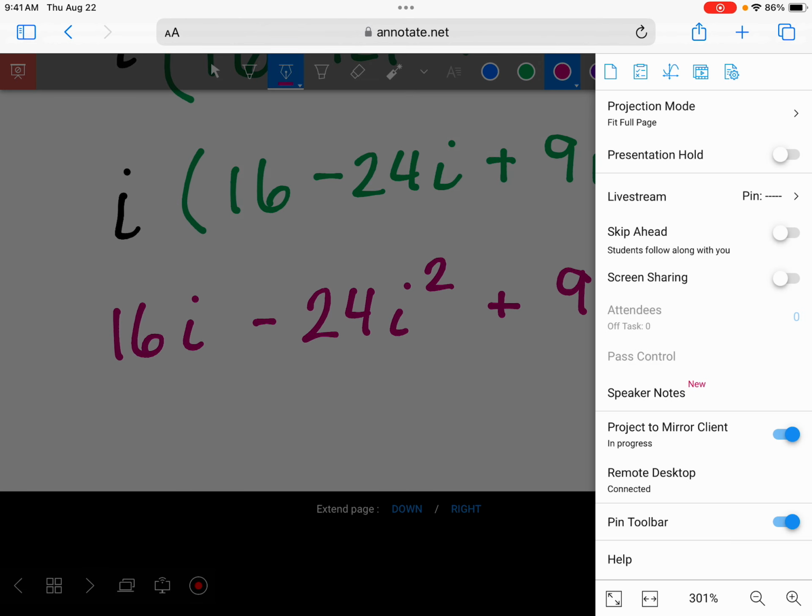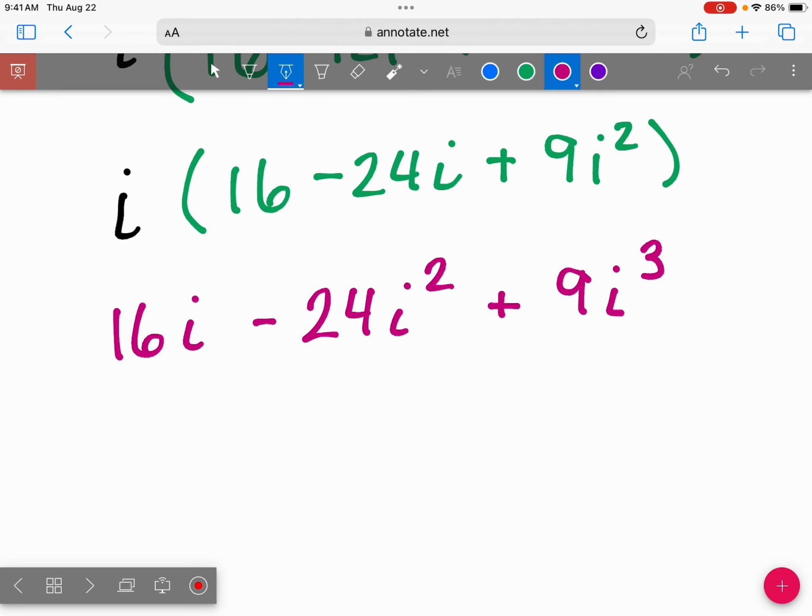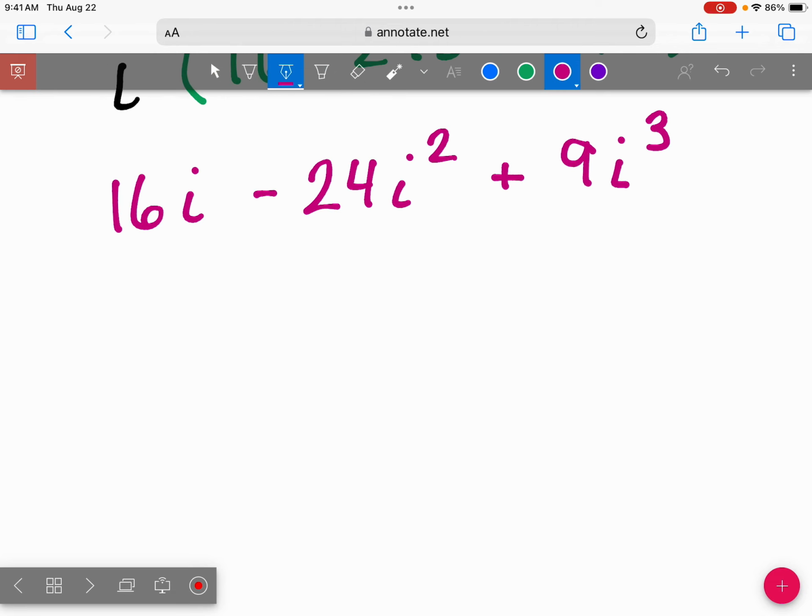I'm going to change our view for a second, and I'll get us a little bit more space. Done. There we go. All right.